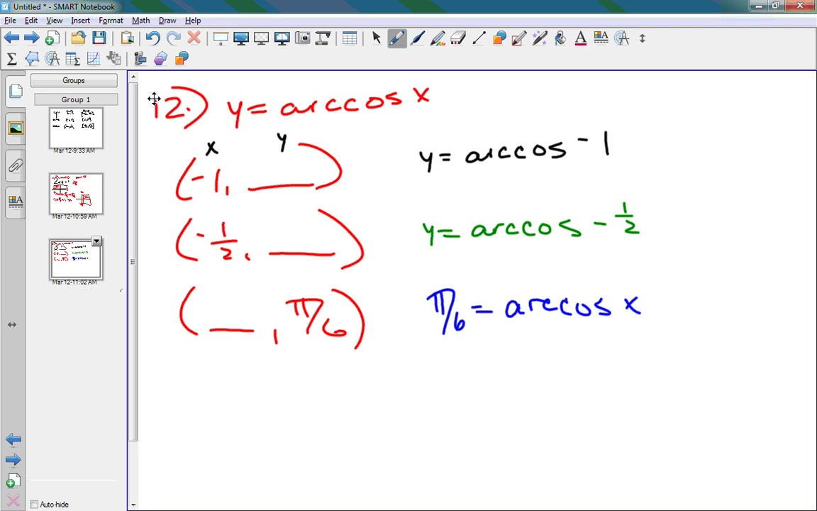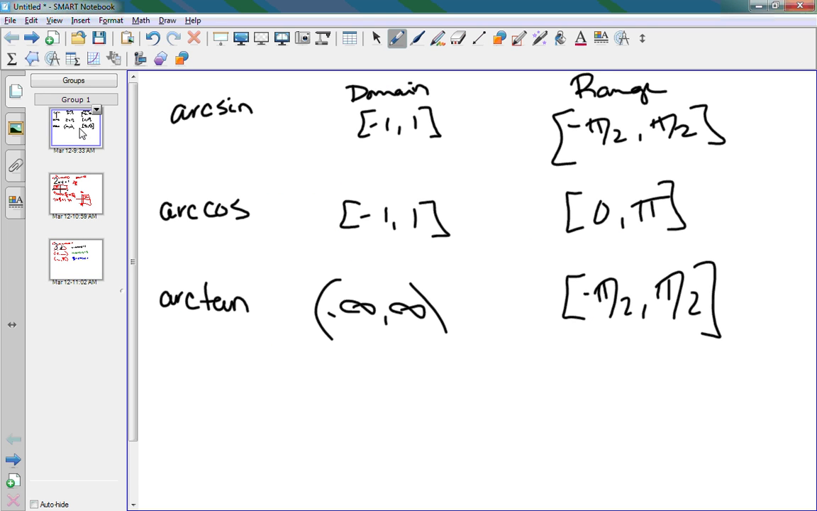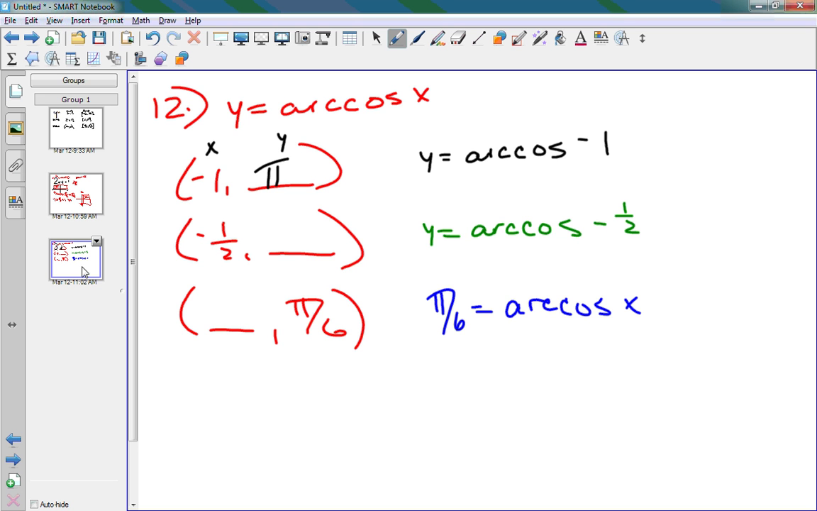Pi. I understand that. So my answer here is pi. What angle has an arc cosine of -1/2? Keep in mind the range is from what for arc cosine? 0 to pi. So what angle from 0 to pi has an arc cosine of -1/2? It would be 2 pi over 3, because I need to be in quadrant 2.